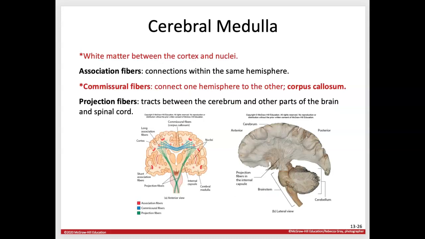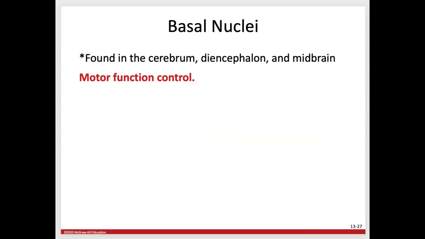Okay. All right, moving on. The basal nuclei are found in the cerebrum as well as the diencephalon and the midbrain, and they help to control motor function.